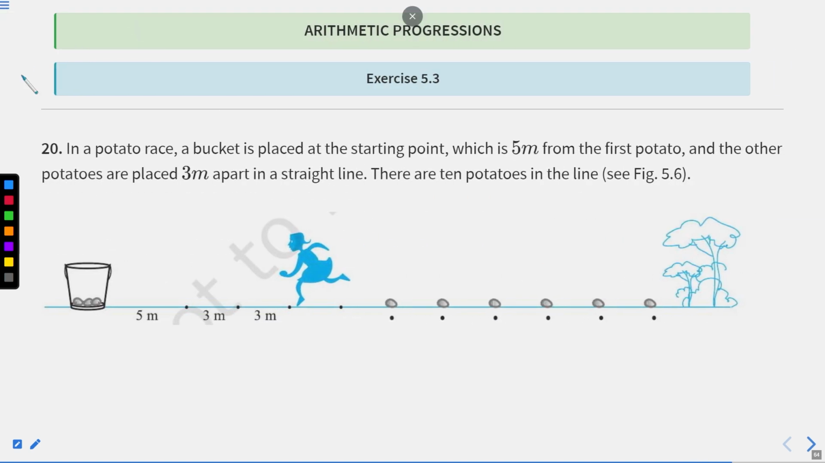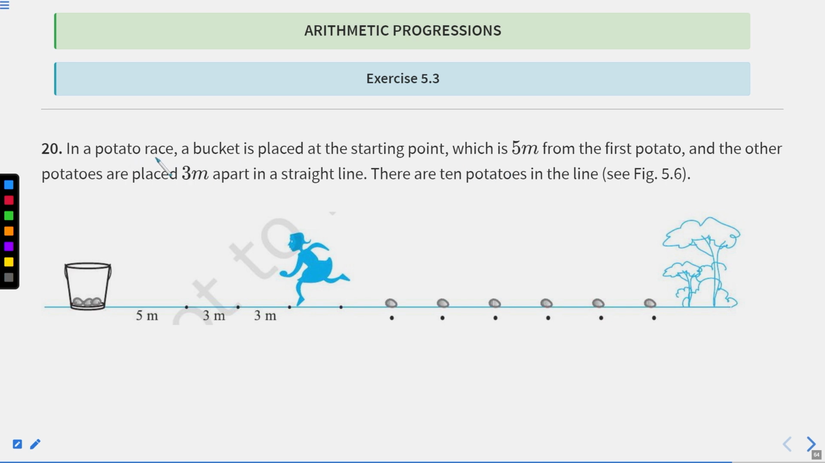And now in question number 20, it says to us, in a potato race, a basket is placed at the starting point, which is 5 meters from the first potato, and other potatoes are placed 3 meters apart in a straight line. So there are 10 potatoes in the line that you see in figure 5.6. Okay, so in this line we have 10 potatoes.